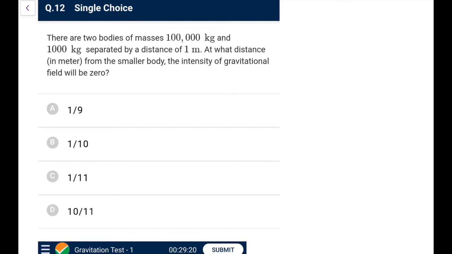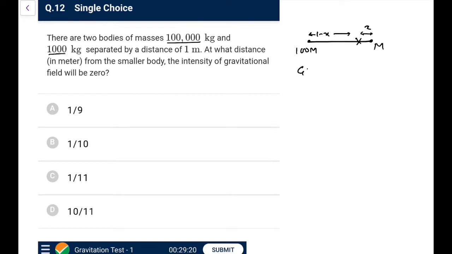There are two bodies of masses 1 lakh kg and 1000 kg separated by 1 meter. At what distance from the smaller body will the intensity of gravitational field be 0? So let's call the smaller mass m, so that will become 100m. From here, at what point will the intensity of the field be 0? Definitely it will be 0 near the smaller one. So let's call this distance x, so this would be 1 minus x.